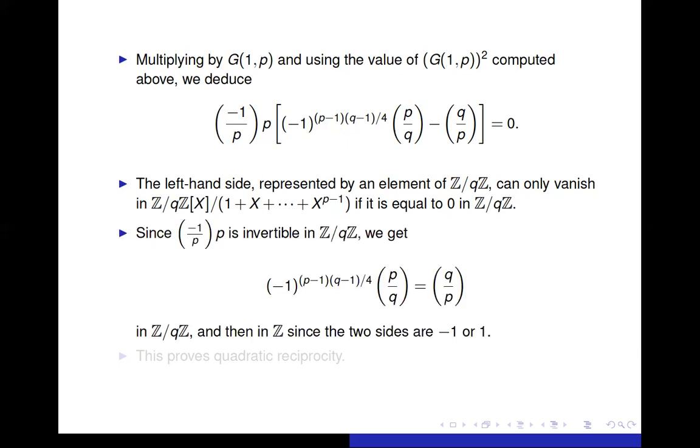So now p is different from q and prime, so it is coprime with q. So the prefactor is invertible in Z over qZ. And then the bracket should be equal to 0. And then modulo q, I get an equality. And this equality, in fact, is an equality of Legendre symbols, which are minus 1 or 1. So in fact, it's an equality in Z. And this equality is exactly equivalent to quadratic reciprocity.